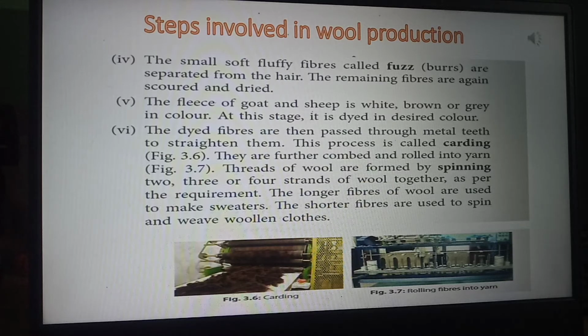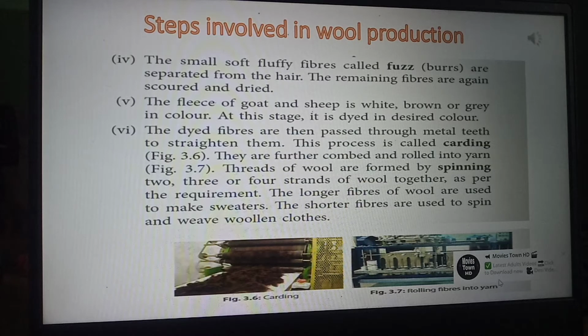Okay, can you see the picture over here? I hope it is visible to you all. There is a metal sheath also, and what happens in the metal sheath? Straightening is going on. Straightening occurs over here. So this process is known as carding. I hope you all understand now.